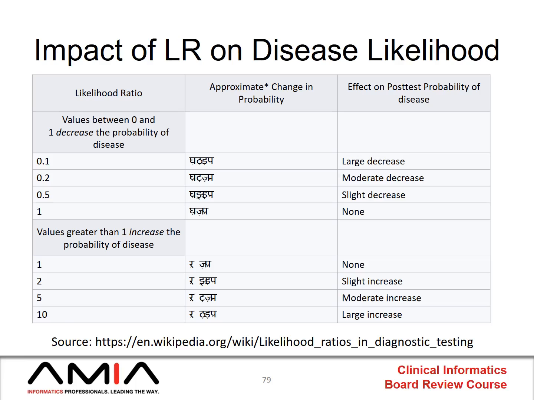And you can actually put some estimates around this: if your likelihood ratio is 10, that roughly increases your posterior probability by about 45%. If your likelihood ratio is 0.1, that decreases your probability posteriorly by about 45%.